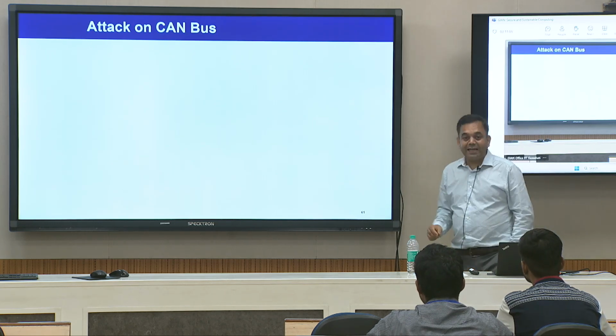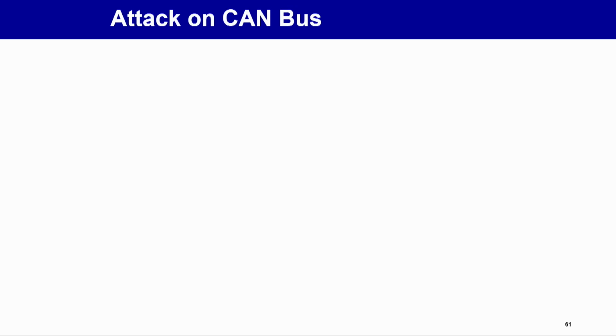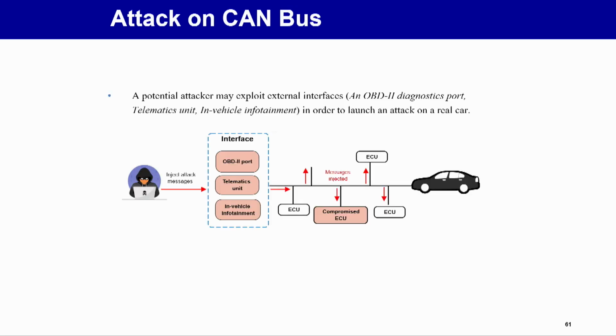Now, how can the attack on the CAN bus be done? A potential attacker may exploit some external interfaces, such as the OBD2 diagnostic port, a telematics unit, or the in-vehicle infotainment system. And they can launch an attack on a real car from there.